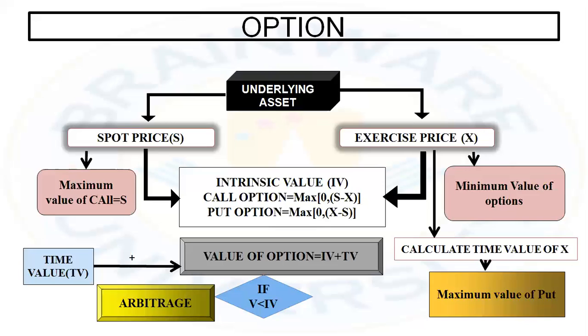In case of maximum value, we ignore the time value. We will just look at the price, and if it is a call, we will consider the spot price, and if it is a put, we will consider the present value of the exercise price. Otherwise, arbitrage will be there. So whatever we have discussed in the previous slide has been shown here.